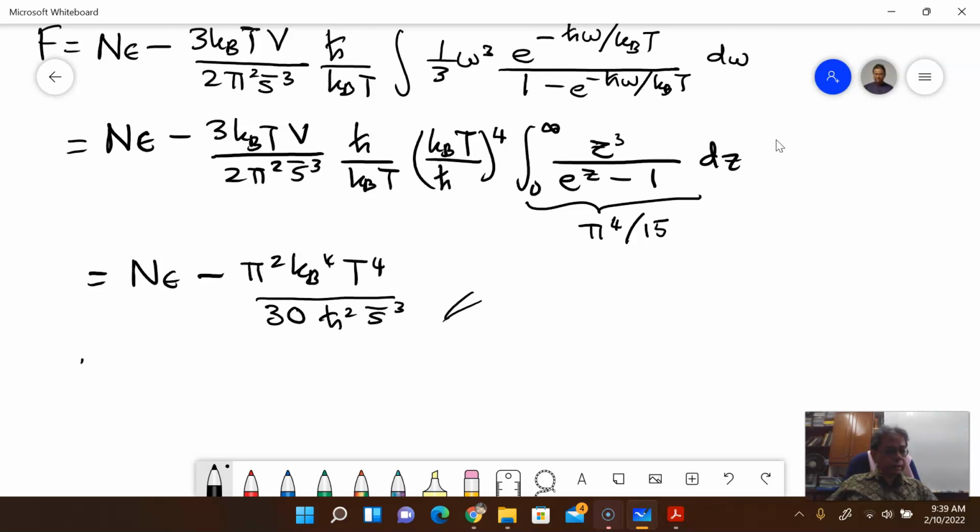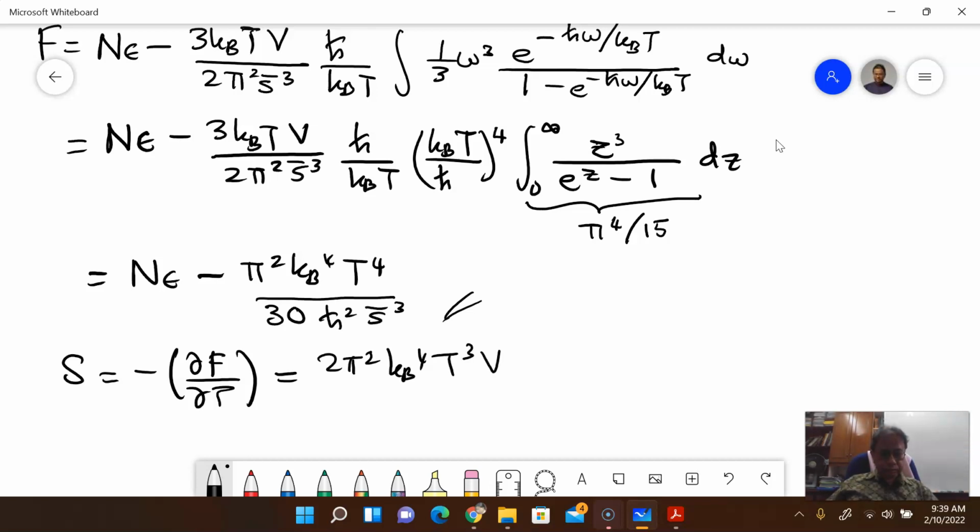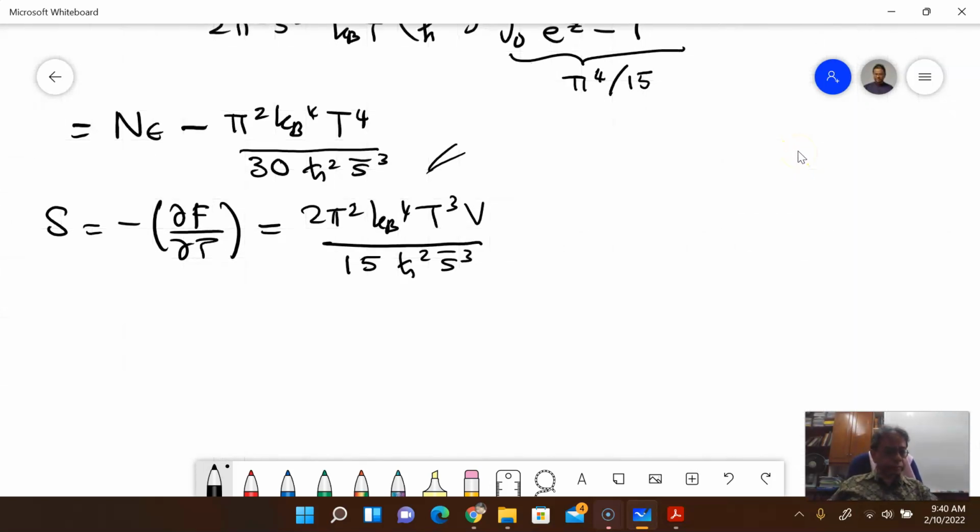So from there, we can now calculate your entropy, for example. I'm just going to write down the answer: 2 pi squared kB to the fourth T cubed V divided by 15 h bar squared s bar cubed, and finally the heat capacity, which I simply write down: 2 pi squared kB to the fourth T cubed V on 5 h bar squared s bar cubed.